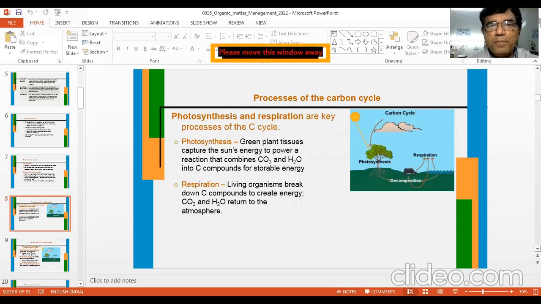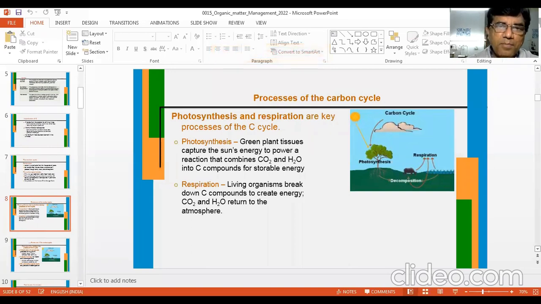Green plant tissues capture the sun's energy to power a reaction that combines carbon dioxide and water, and it synthesizes carbon compounds in the plant. Then organic matter or carbon is preserved in the plant, and part of that carbon is used in respiration by the plants. So living organisms break down carbon compounds to create energy. CO2 and water return to the atmosphere.